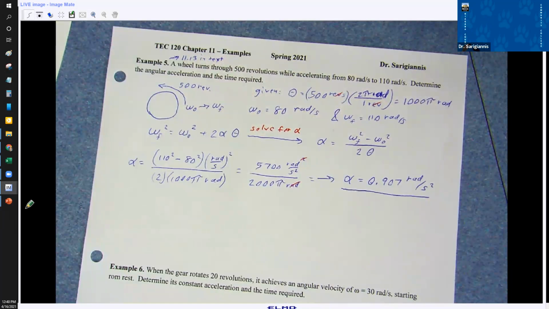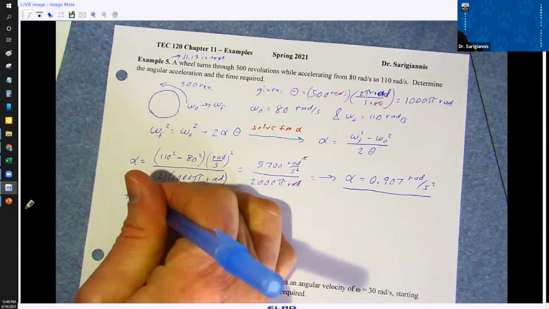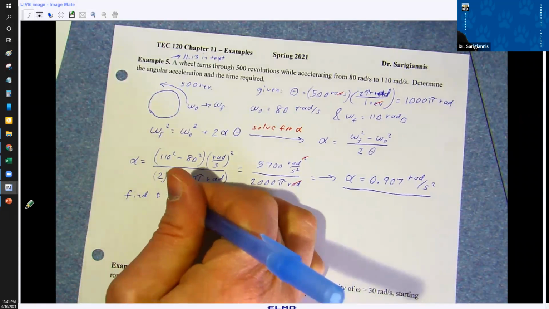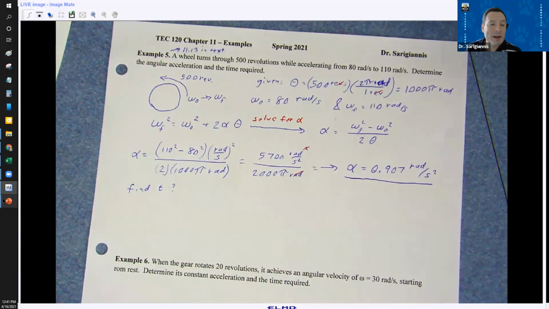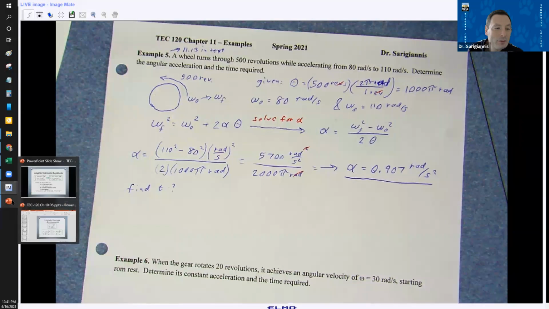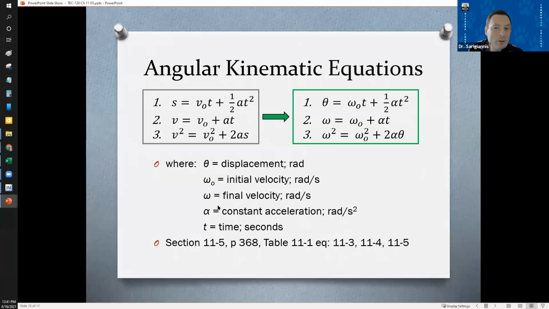Now the time required, well, that's a different scenario, right? Find t. Let's go back to our equations. We know the angular acceleration, right? We could use either of these two. This is a much simpler equation. In fact, this comes from the definition of angular acceleration: omega f minus omega naught divided by time. So we're just going to use this. We're going to solve for time.